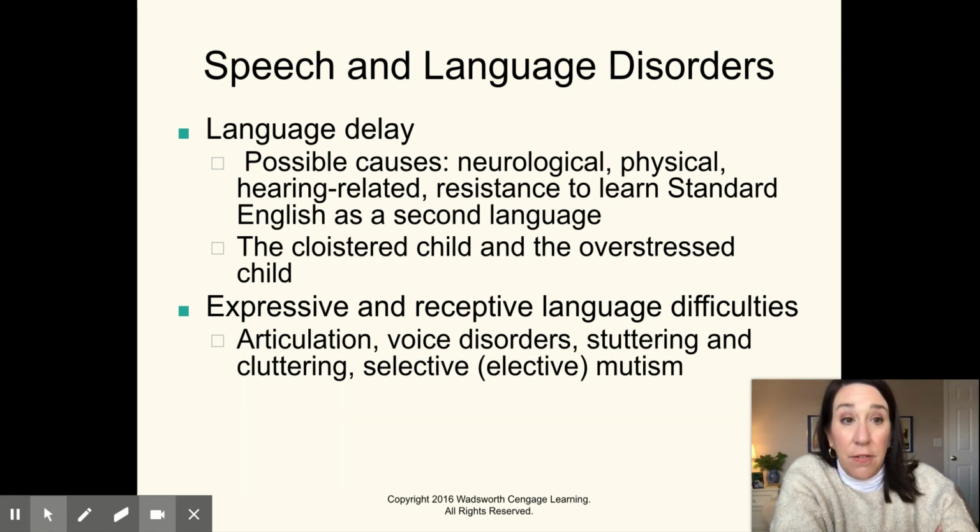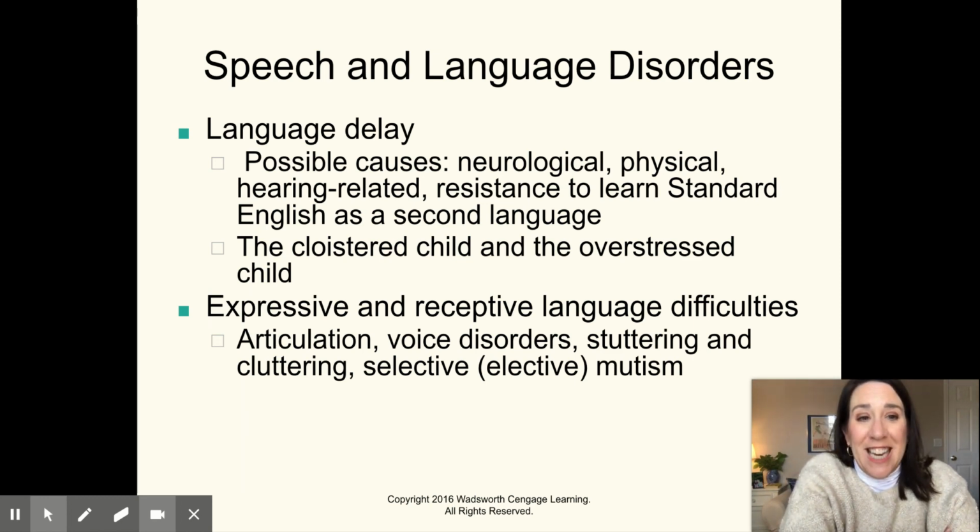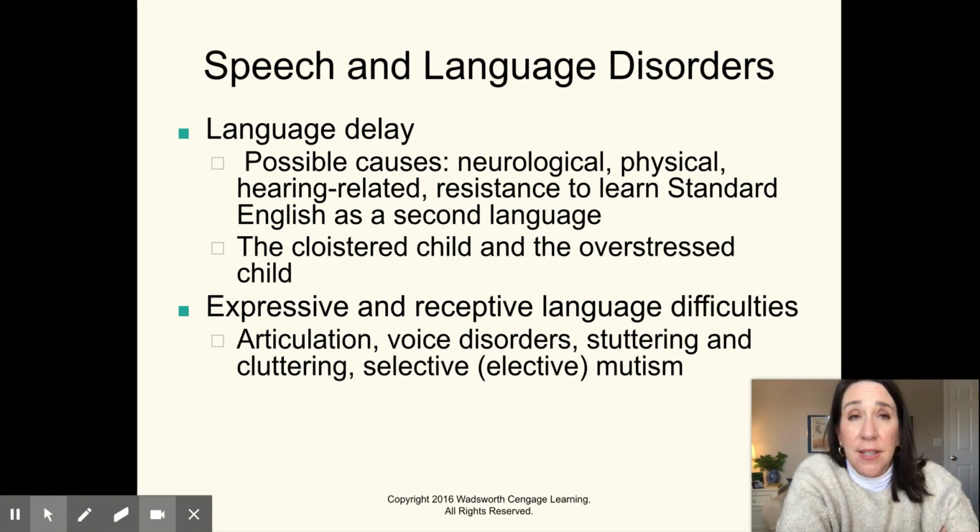It could be because of hearing related issues. It could be because of physical issues. The teeth, the tongue, the lips, the mouth may not be formed correctly, or it may be weak. The muscle development may not be there. So that needs to be addressed.